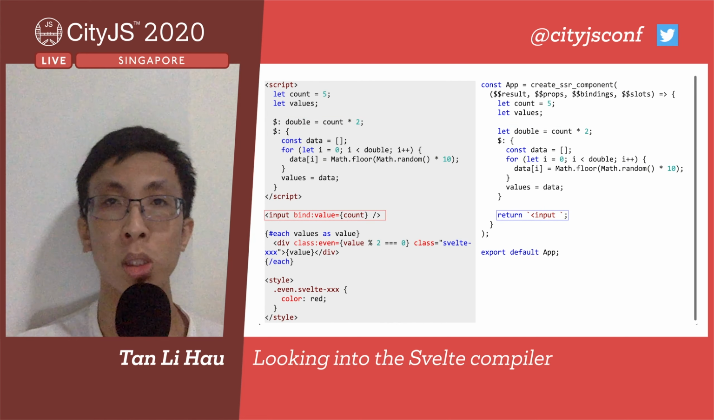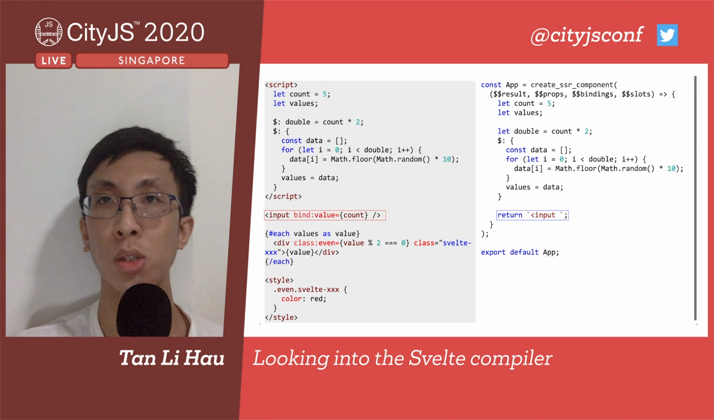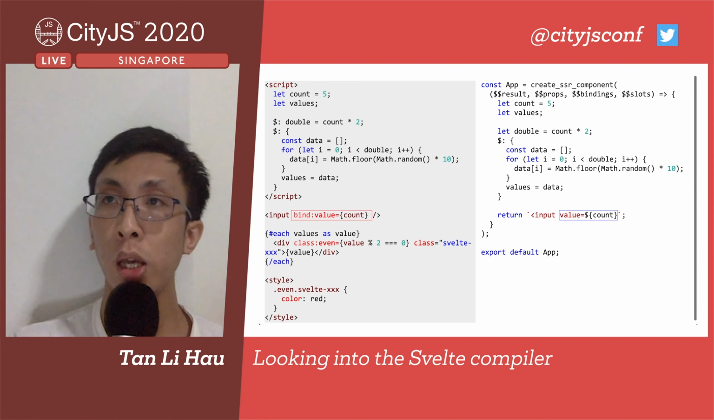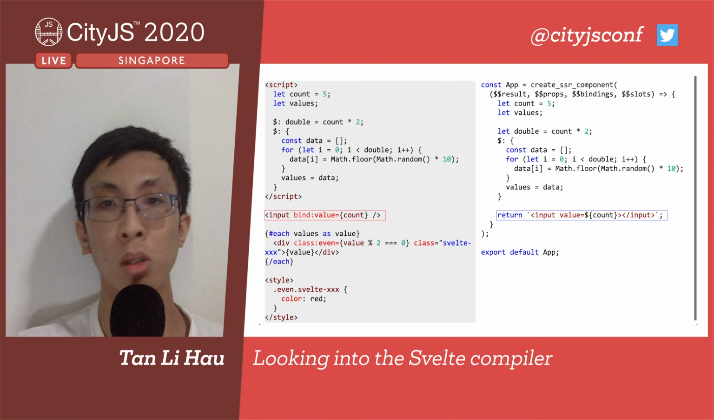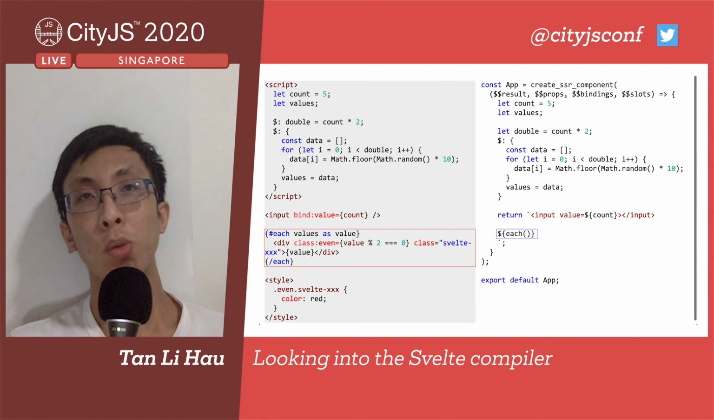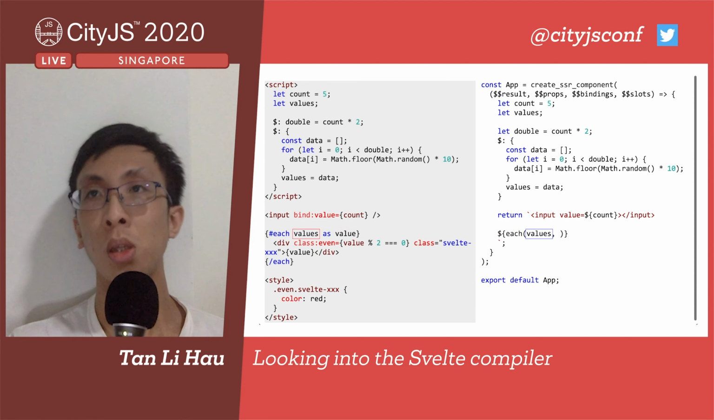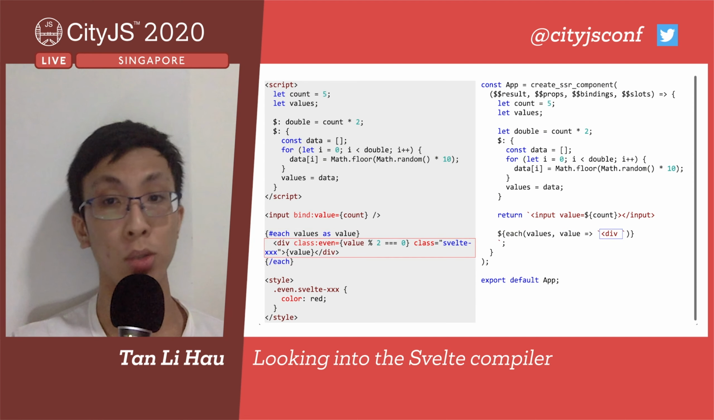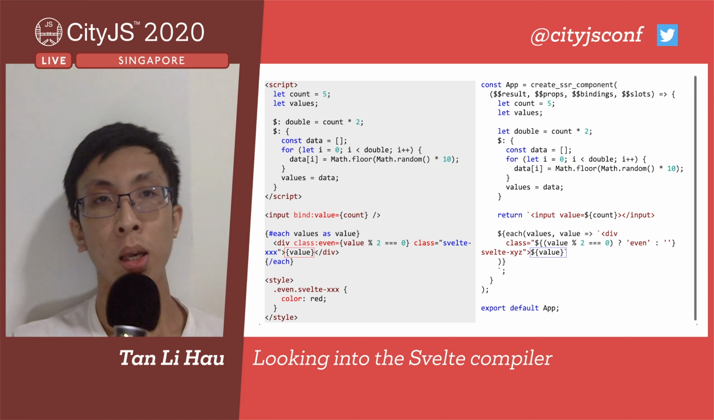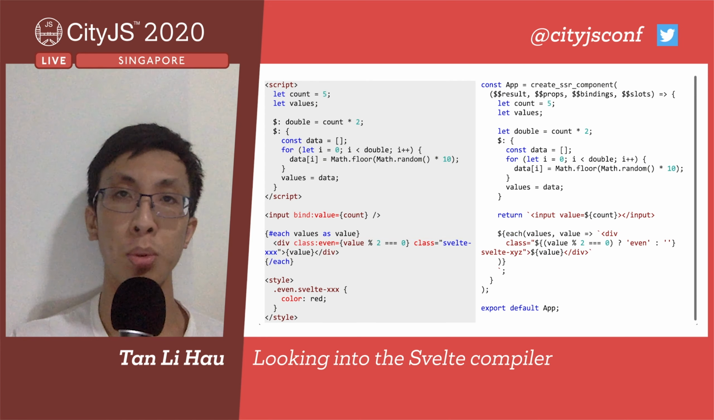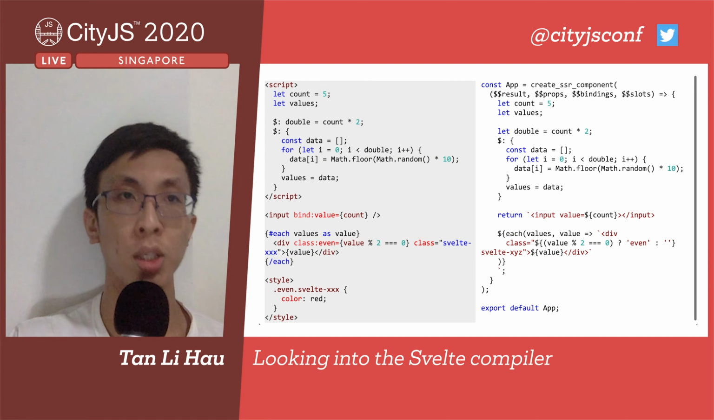As we traverse through the template, we insert strings or expressions into the output template literal. For the each block, we iterate through the variable values and return the child elements as a string. And there you go, the output of a Svelte component for server-side rendering.